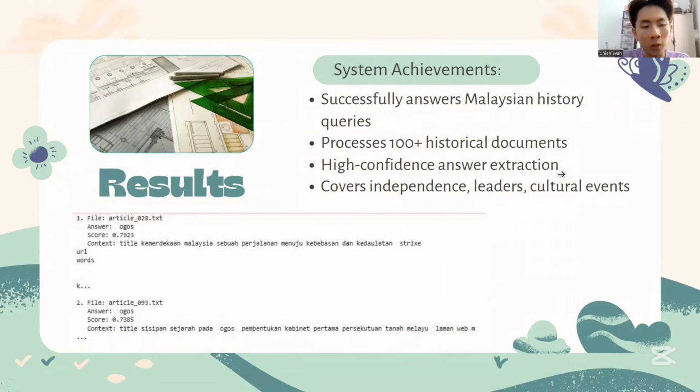In our project, our system successfully answered complex Malaysian history queries with high confidence. It processes over 100 history documents covering independence, political leaders, and cultural events. The answers are contextually accurate and extracted directly from our curated historical corpus.